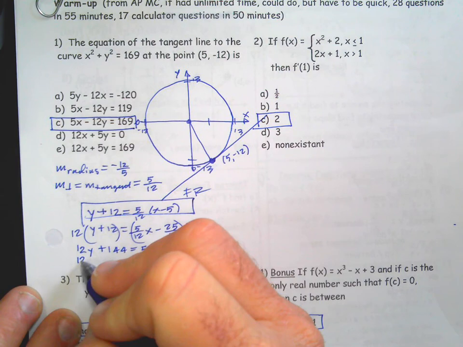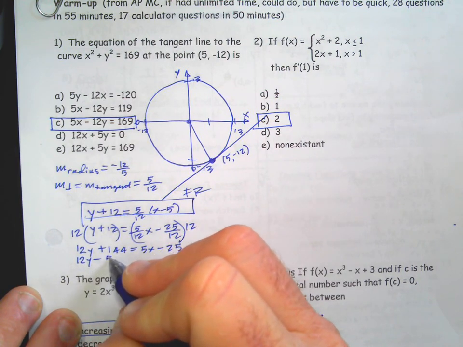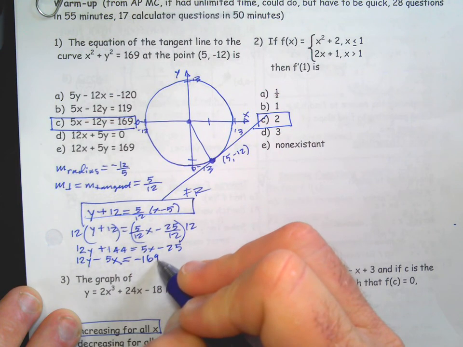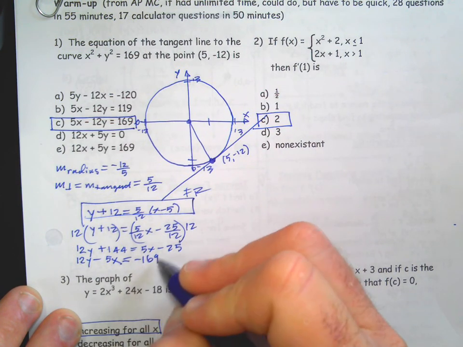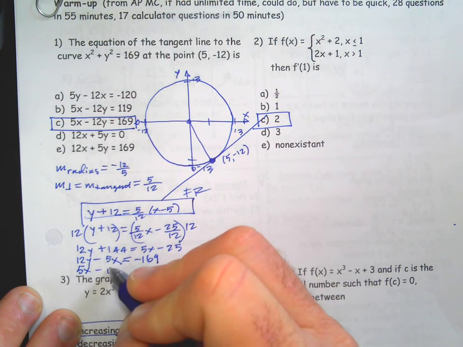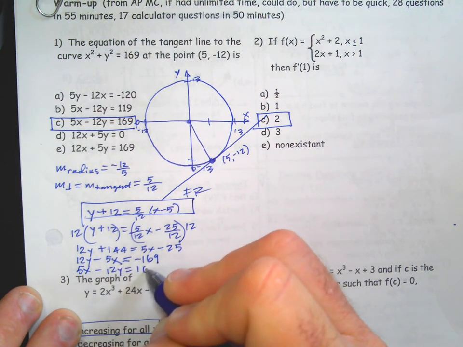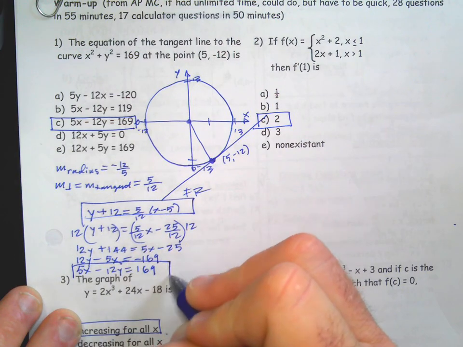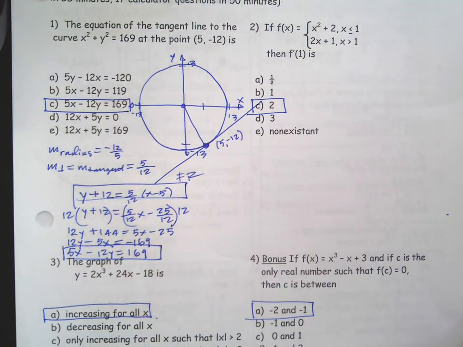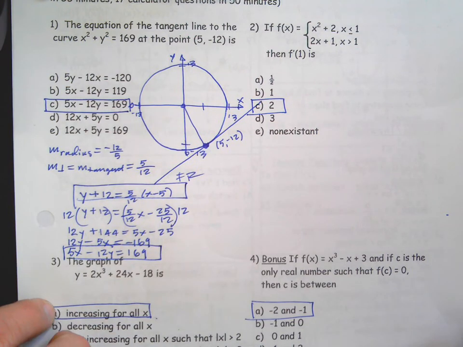Move the x over here by subtracting 5x, move this over here. It's going to be negative 169. I don't see that answer, negative 169, so let's divide a negative out of everything. Do 5x minus 12y instead equals positive 169. There it is. So multiple choice, I think, is actually more work than non-multiple choice. And the wrong answers are there to trick you.